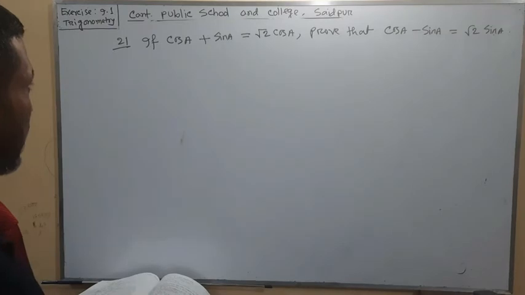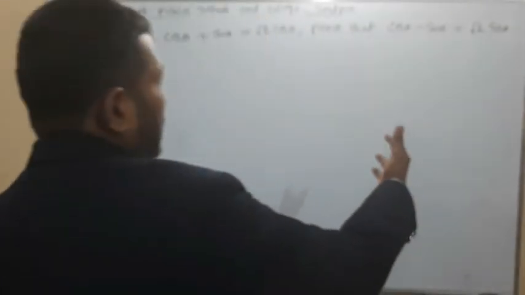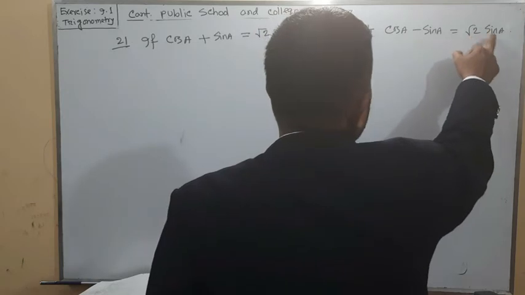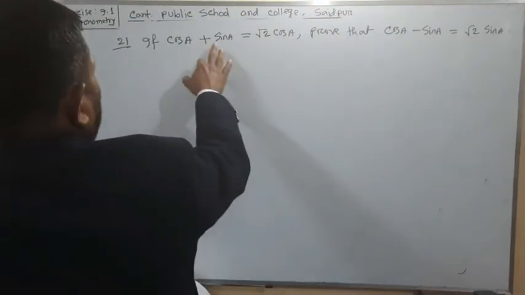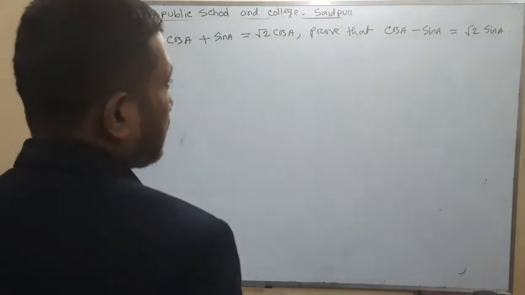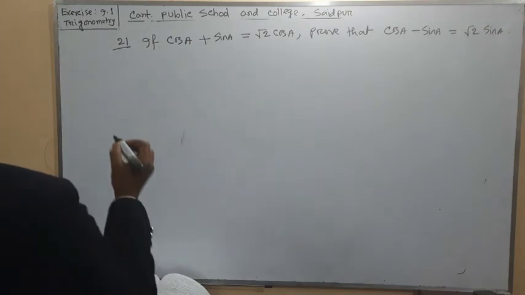Here cos A plus sin A is equal to square root 2 cos A. Then we will prove cos A minus sin A is equal to square root 2 sin A. Or, if the question gives cos A minus sin A is equal to square root 2 sin A, then we prove cos A plus sin A is equal to square root 2 cos A. We can prove any one. Now I am proving according to this question.